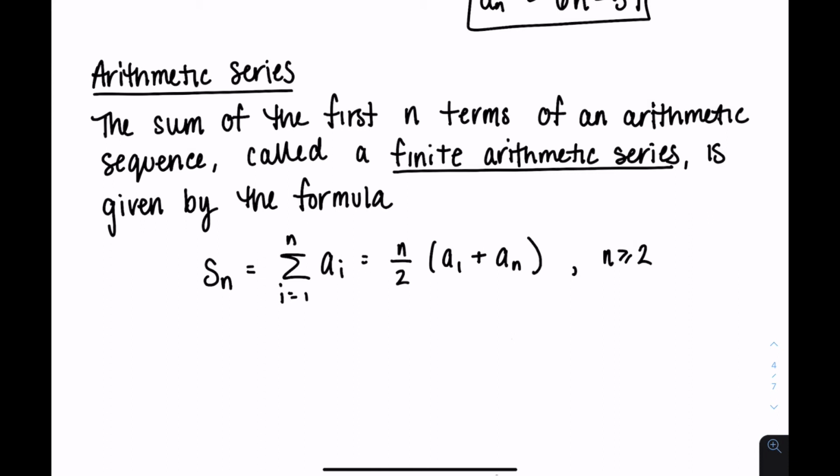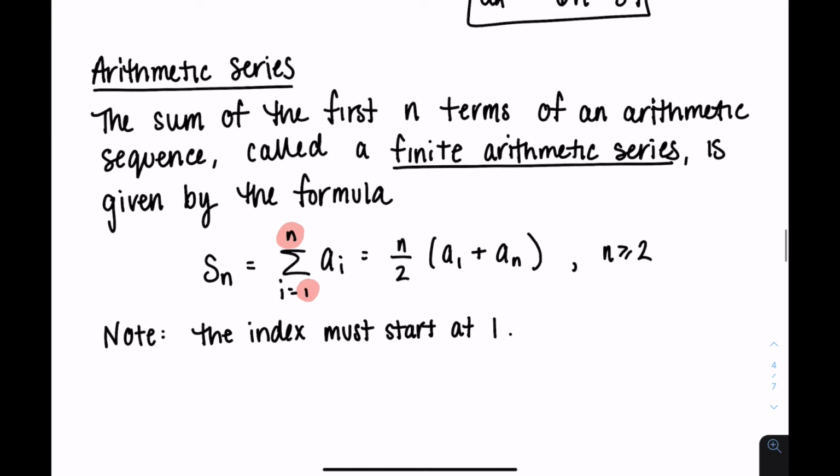So the key is this has to be finite. If it's not finite, you can't use this formula. So you cannot sum up from i equals 1 to infinity. And the index has to start at 1. If it doesn't, you've got to do something else, and we'll see an example like that. So the index must start at 1.